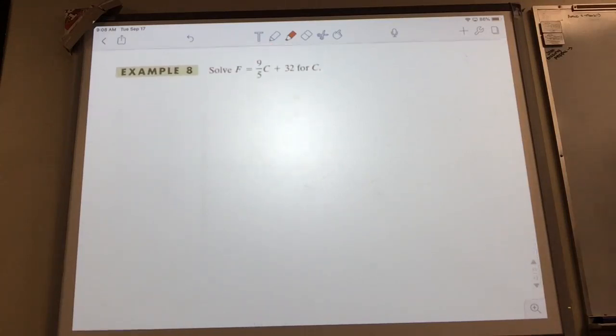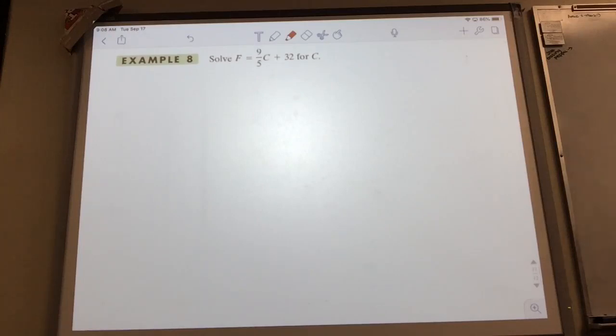Okay, solve this one for C. You can do it one of two ways. I would multiply everything by 5 before starting. I would get rid of the fractions like you hopefully watched on Friday.